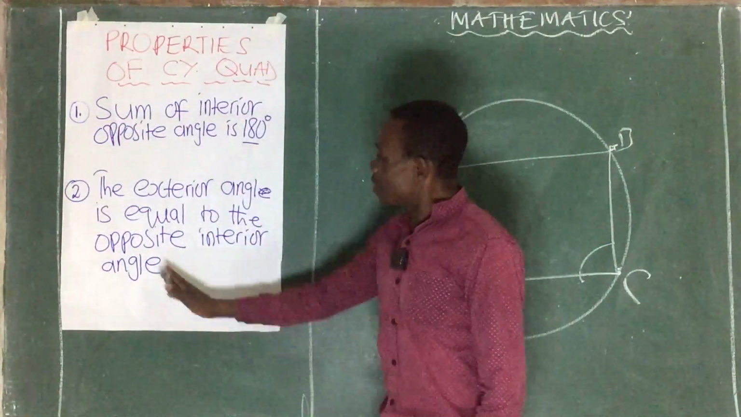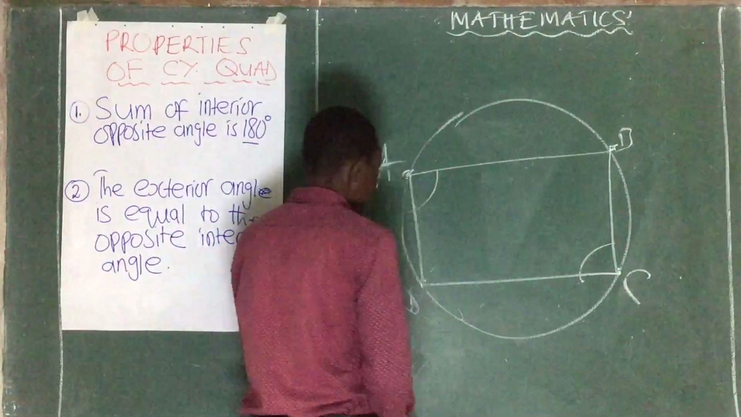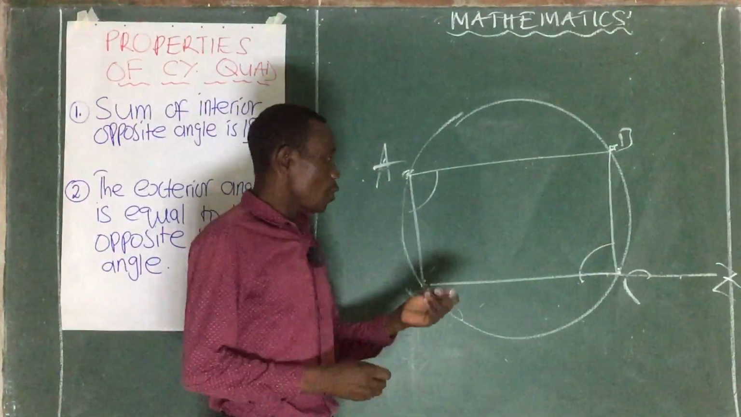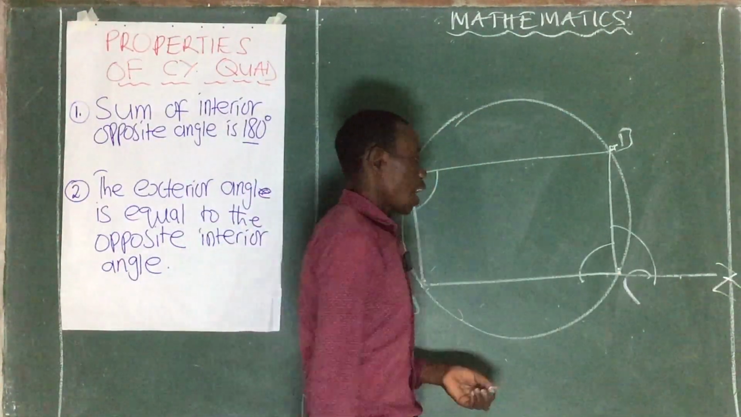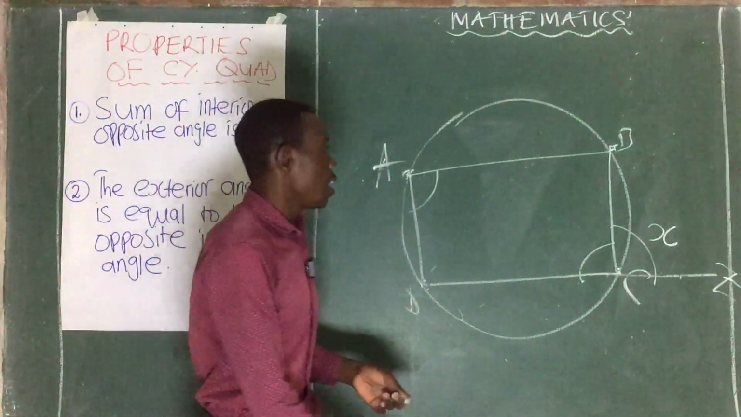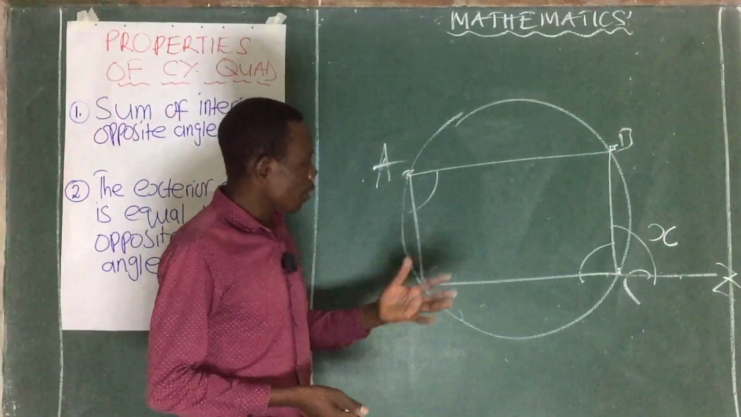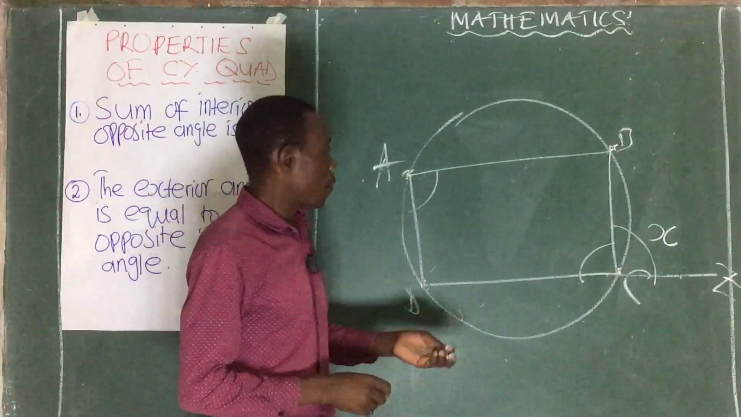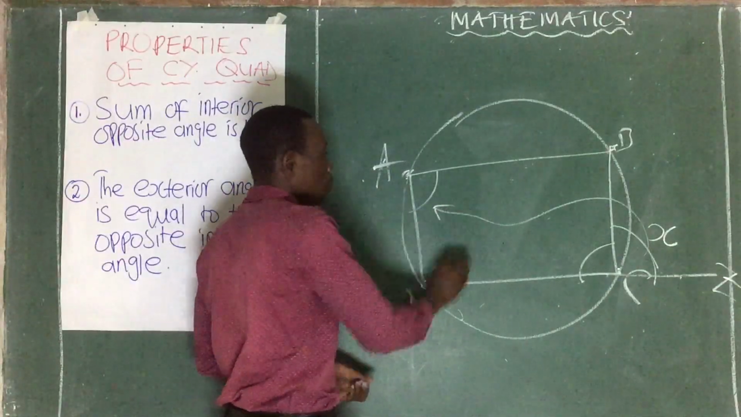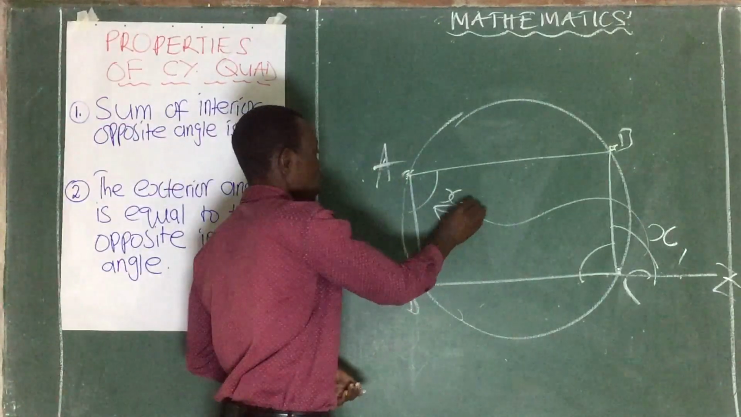Secondly, we also observed that if we extend any one side of the cyclic quadrilateral, like say I've extended DC to point T, maybe point Z, then what we have is an exterior angle. I can describe that exterior angle by a notation like X. So what we observed, by using the protractor, is that the angle X is equal to the opposite interior angle. In this case, we're referring to this angle. So X1 is equal to X2.